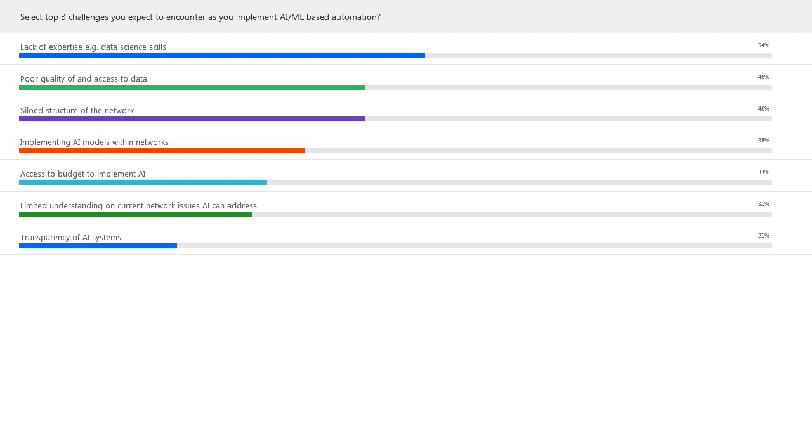These top 3 challenges are similar to the challenges that we pick up from operators that we interact with by virtue of our research, and it does align with what we see. Chip, what are your views on these results?